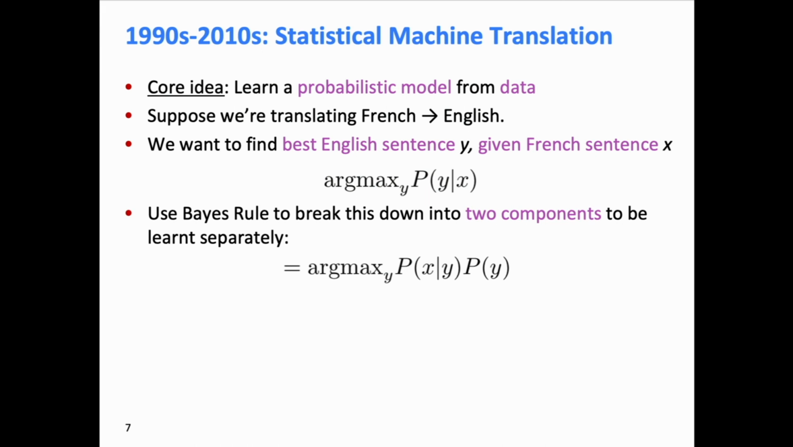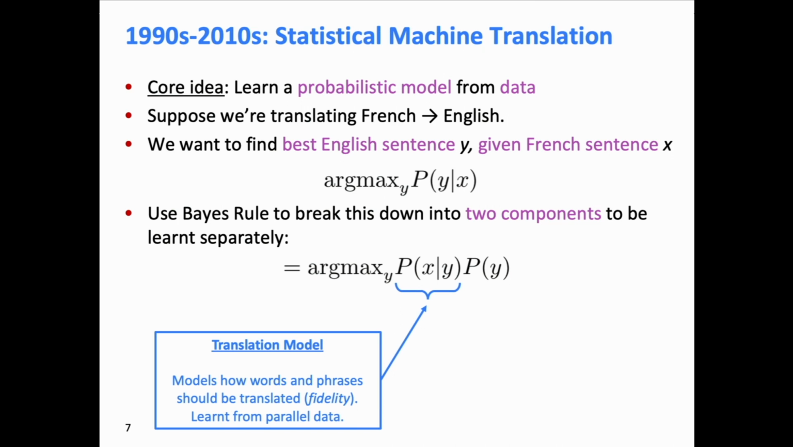So what we usually do is we break down this probability into its two components using Bayes' rule. So this means that finding the Y that maximizes probability of Y given X is equivalent to finding the Y that maximizes the probability of X given Y times the probability of Y. So the two components here, on the left we have a translation model. And this is keeping track of how words and phrases should be translated. So the idea is that it knows how French words and English words might be translated to each other, or maybe small phrases and chunks of words should be translated. And this is learned from a lot of parallel data, and I'll be telling you later how we do that.